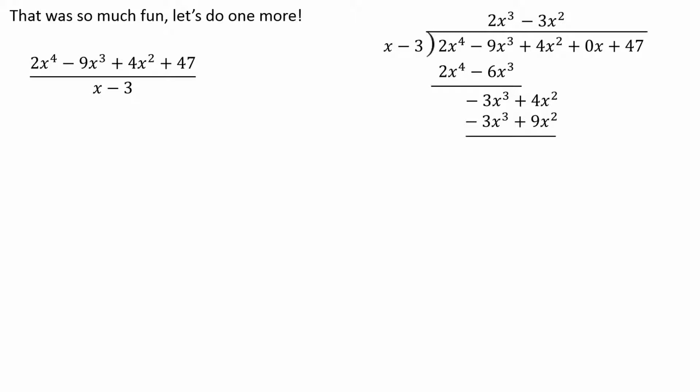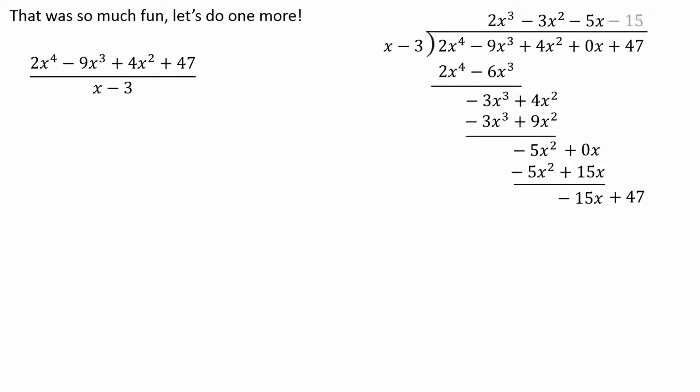Time to subtract. Negative 3 subtract negative 3, of course, that is 0. 4 subtract 9 is negative 5. Bring it down, bring it down. Seems kind of silly, but I bring down 0x because I think place value. It looks like negative 5x from the divide. Multiply, I'll get negative 5x squared plus 15x. Subtract, 0 subtract 15 is negative 15. Bring it down, bring it down.